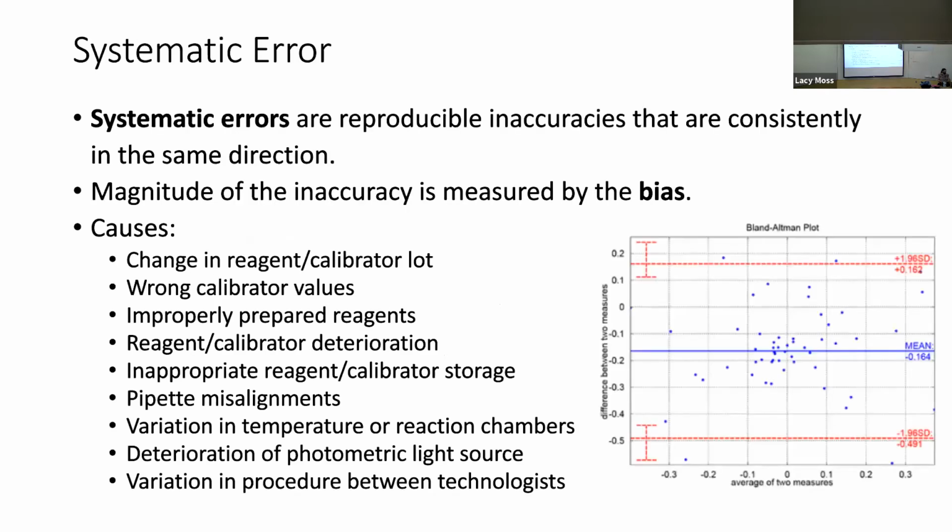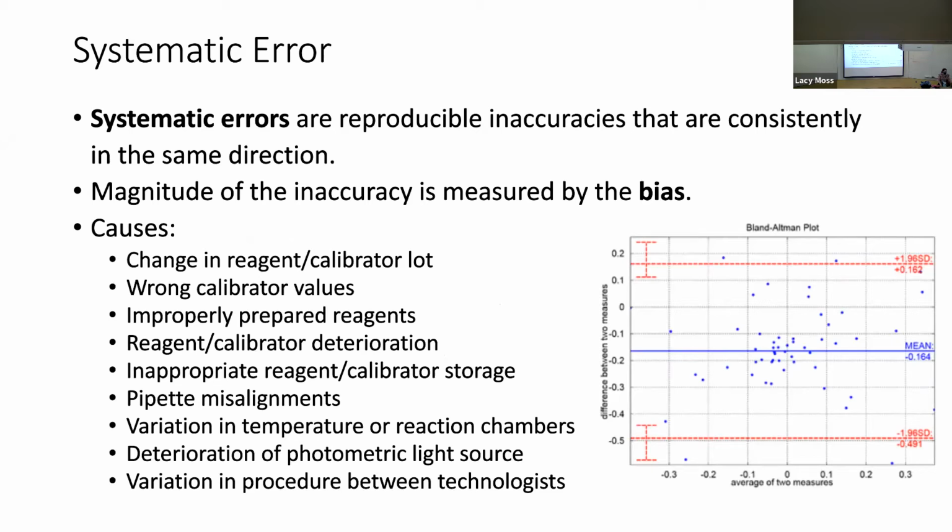All right, so systematic errors. These are reproducible inaccuracies that are consistently in the same direction. So that's basically, it's always kind of the same. It's always going to be slightly high in this system, or it's always going to be slightly low. So whatever is causing that error, it's in the entire system, it's going to affect everything kind of equally.